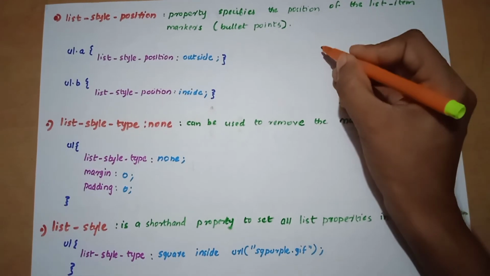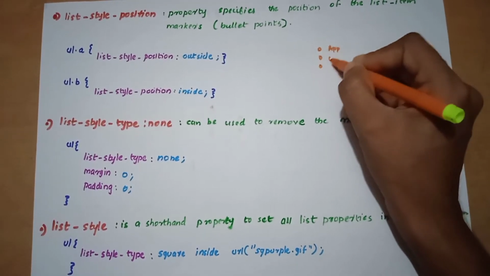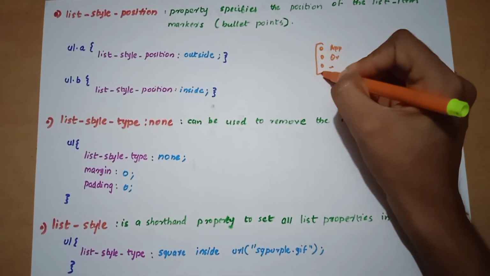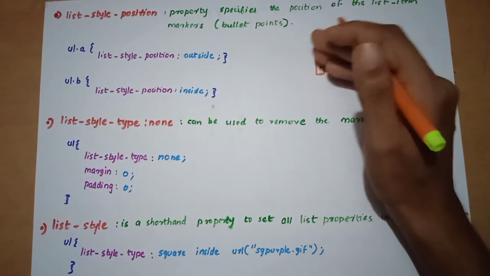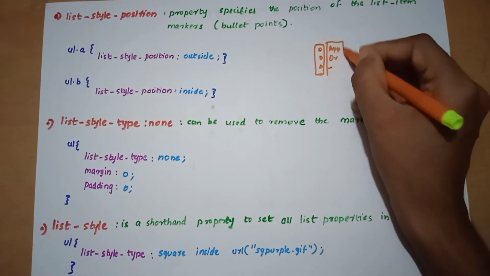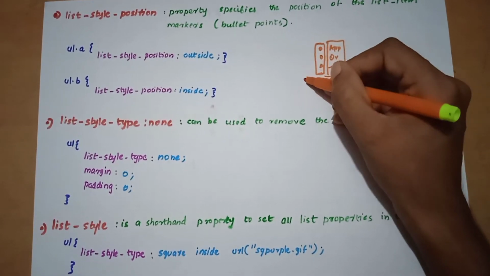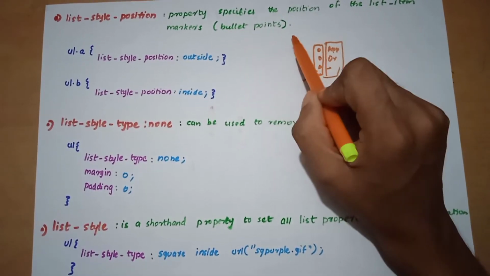So we are normally listing like this, with values like apple, orange, or anything like this. This way we can see that all our list markers are outside the list. See, these all are actually our list items. So these markers are outside the list. This is one method to find the position of the list items.